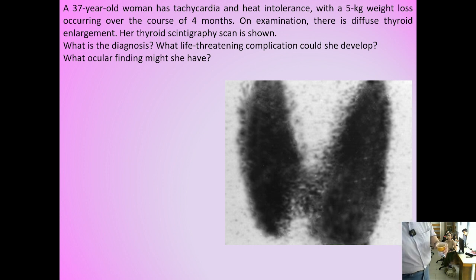She has lost 5 kilos during a period of 4 months, and we have a diffuse thyroid enlargement. It's not the more common form of thyroid hyperplasia, which is the multinodular goiter. This hyperplasia affects homogeneously the whole gland. So it's diffuse hyperplasia.